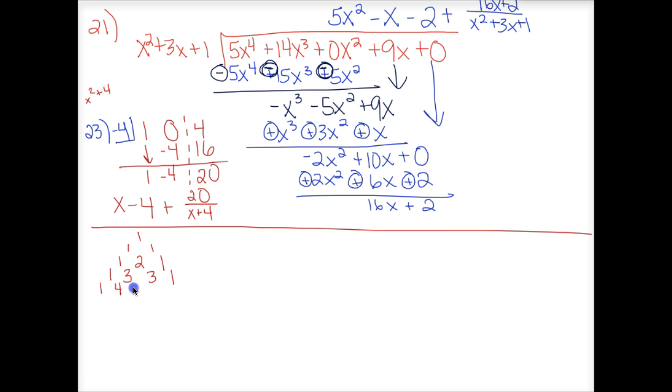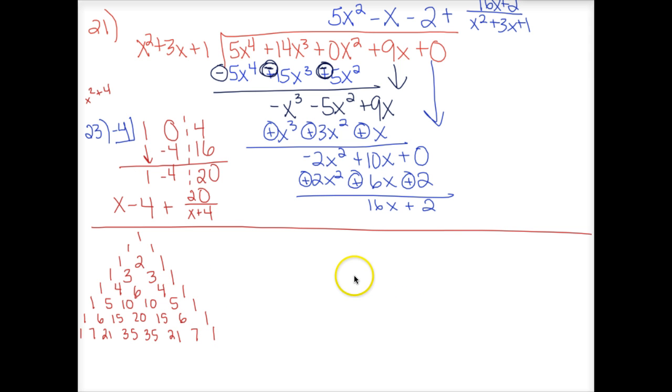1, 4, 6, 4, 1. 1, 5, 10, 10, 5, 1. 1, 6, 15, 20, 15, 6, 1. So on and so forth. I think I have to go another. So 1, 7, 21, 35, 35, 21, 7, 1. Again, you could go on forever.